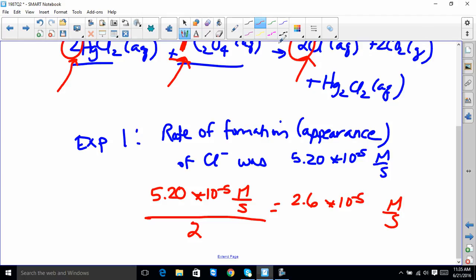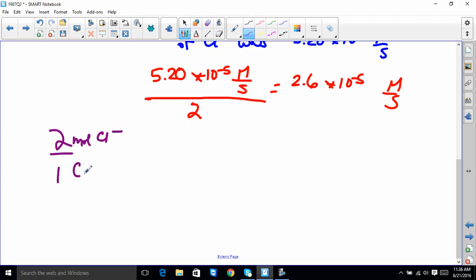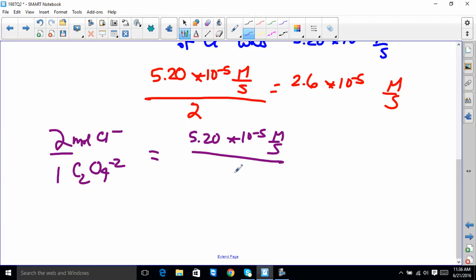I think the way I usually teach this, okay, now this is June, and I'm not actually teaching this until late September, early October. But I told the kids to set up a proportion like this. So grabbing the pen, and I'm going to do purple. 2 is to 1, because there's 2 moles of Cl minus for every 1 mole of C2O4 minus, as 5.20 times 10 to the negative fifth molarity per second is to x, because we're setting up a ratio. It's a 2-to-1 mole ratio.